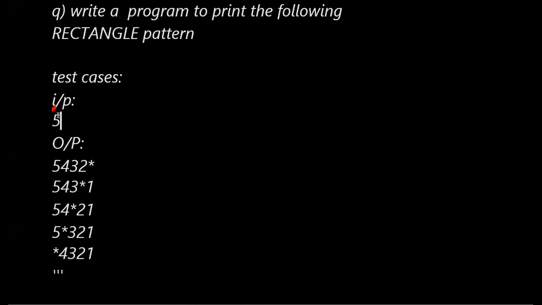So what is the input? Input is 5. So we are printing 5, 4, 3, 2, star; 5, 4, 3, star, 1; 5, 4, star, 2, 1; 5, star, 3, 2, 1; star, 4, 3, 2, 1. So what we are doing, we're just printing 5, 4, 3, 2, 1.